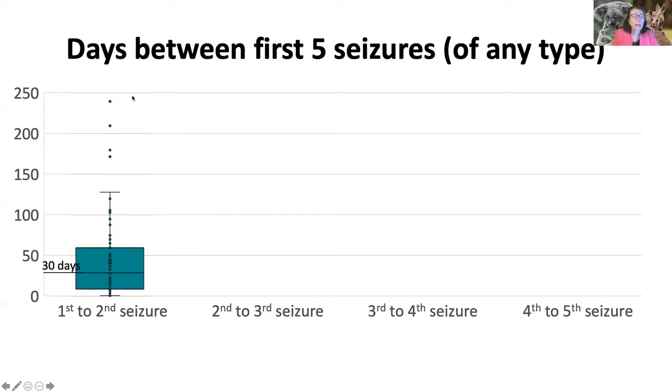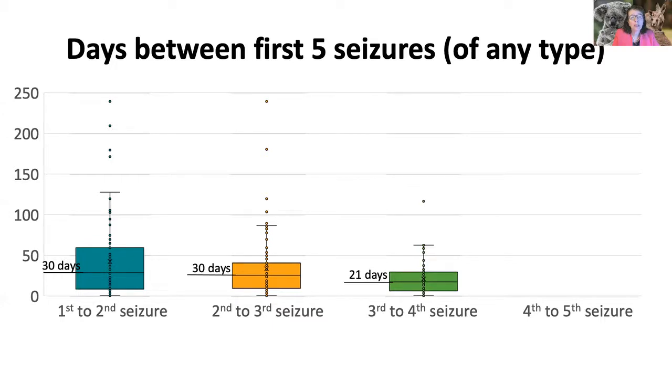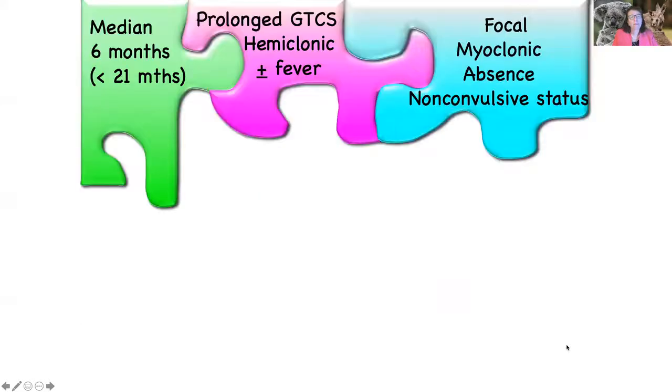But look out here, it's almost 250 days between the first and second seizure in our outlier here. So that is like 3/4 of a year. And I know many people wouldn't think about Dravet syndrome in that individual. In the second to third seizure, it's again 30 days, but again, look at these outliers out here, which are much longer between seizures. Then it tends to start shortening the time between seizures. And you can see here the medians are down to 21 and 24 days, but with far fewer outliers.